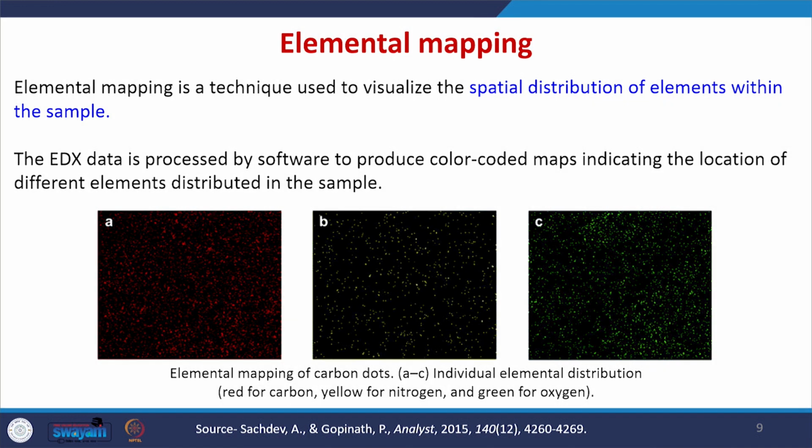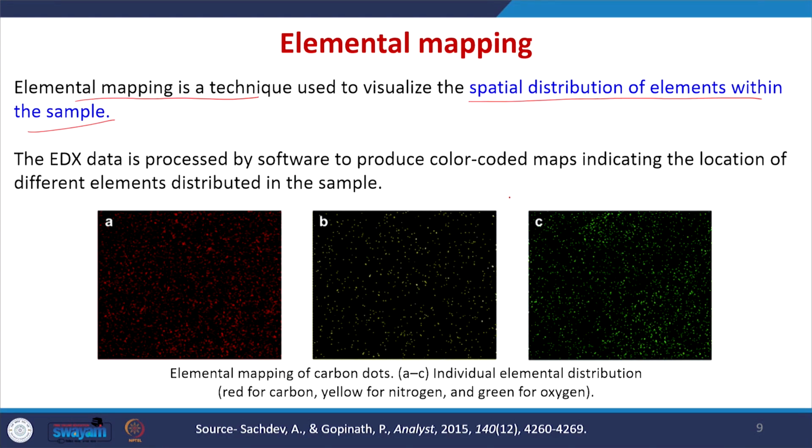And the next one is elemental mapping. Elemental mapping is a technique used to visualize the spatial distribution of elements within the sample. In this case, we can select a particular area in the sample, or the complete sample can also be analyzed for the spatial distribution of various elements. In this EDX data, the elements are represented in color coded maps. For example, here the red color denotes carbon, the yellow color denotes nitrogen, and the green color denotes oxygen. So, this will give you an overall idea about the various elements present in the sample.